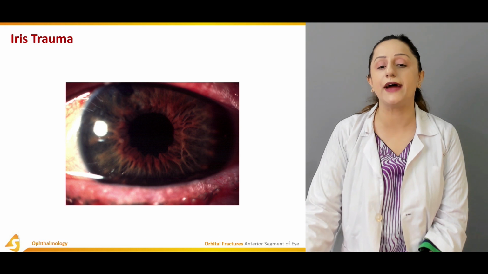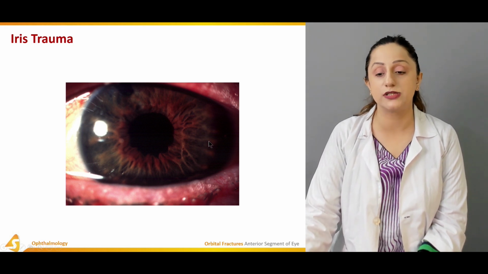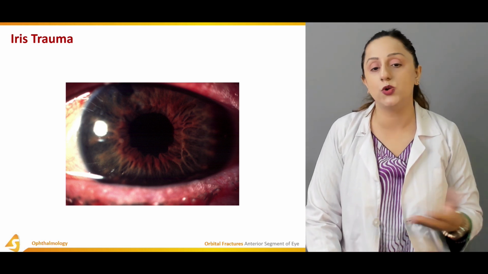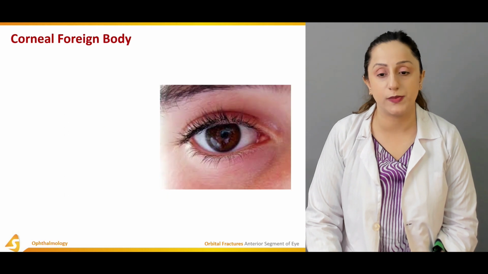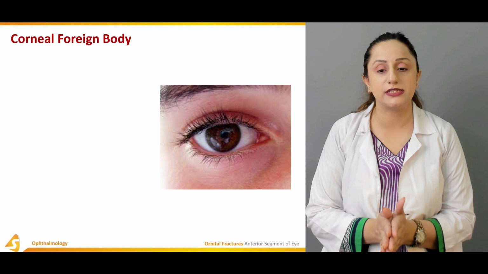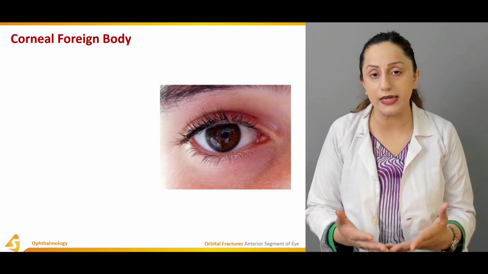This is a kind of iris trauma, as you can see. This is an abnormal mydriasis that is noted down. The dilation of the pupil is quite easily noted down in case of the iris trauma. Then we have the corneal foreign bodies that can be seen over here. So it's very easy to diagnose these corneal foreign bodies.